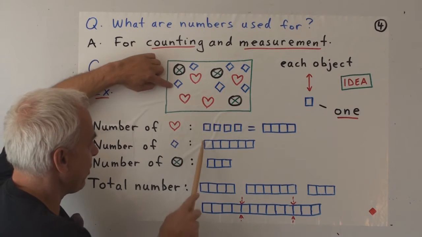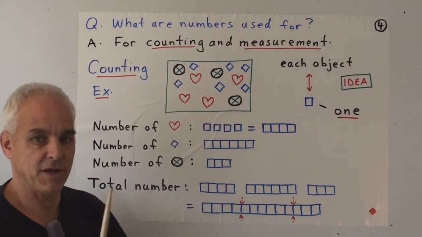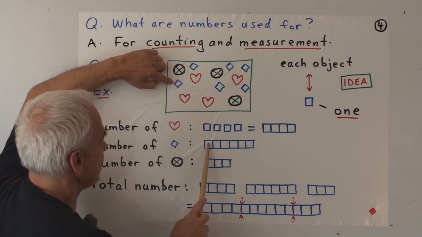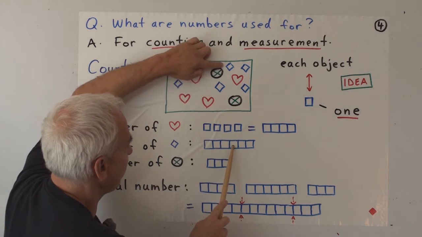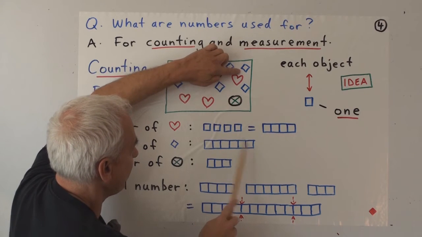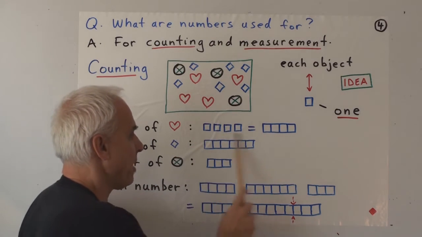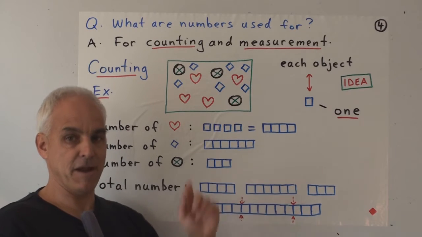To every diamond, we're going to associate a cell. And then we're going to put all those cells together in a row. So this diamond, that cell. This diamond, that cell. This one, this cell. Each diamond gets a cell, and so the total number of cells is represented by that number. That's a number.